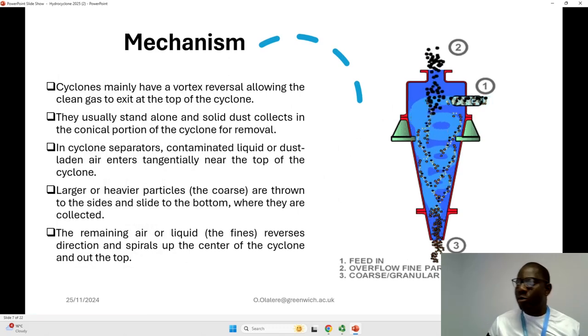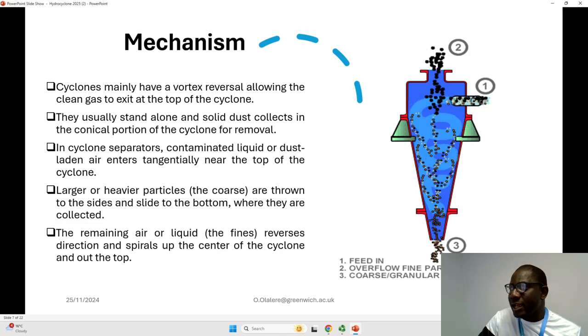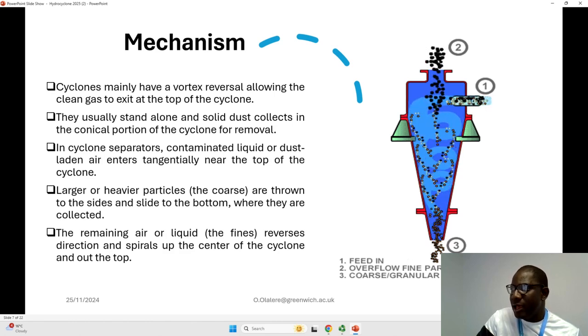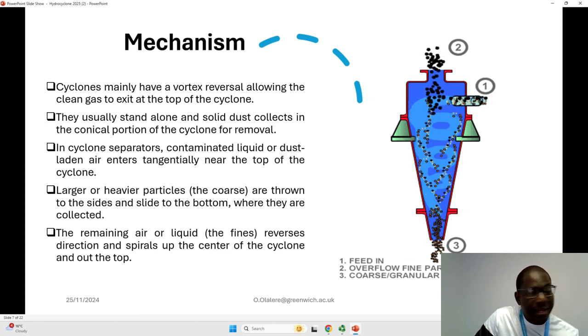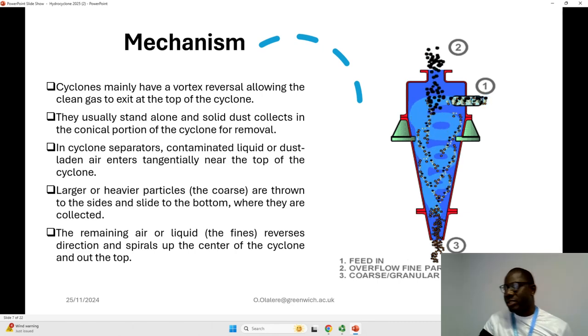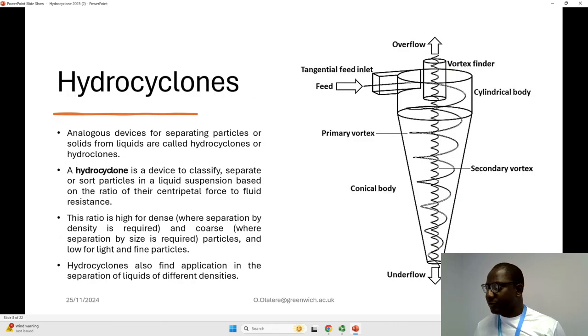So what are the mechanisms of separation? Cyclones mainly have a vortex reverser allowing the clean gas to exit at the top, while they usually stand alone and solid dust collects in the conical portion of the cyclone for removal. Larger or heavier particles are thrown to the side and slide down to the bottom where they are collected. So the remaining air or liquid or fines reverse direction and spiral up the center of the cyclone and is collected up. So that is about that.